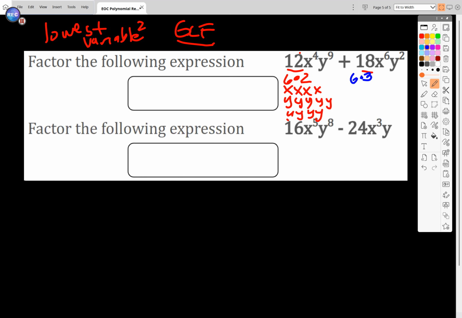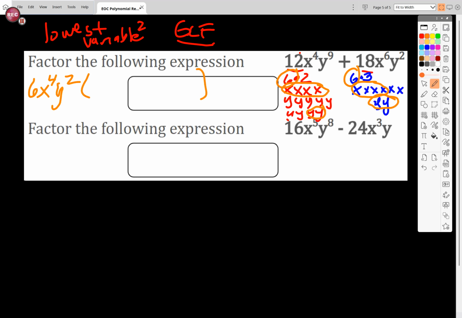So 6 times 3 for 18. You have 6 x's being multiplied. That's why it's x to the 6th power. And 2 y's. So now we can circle what they have in common. They both have a 6. And they both have the lowest amount of variable. 4 x's is here. So you can only circle 4 x's there. So we know if we take out 4 x's and 2 y's only. So y to the 2nd can come out.